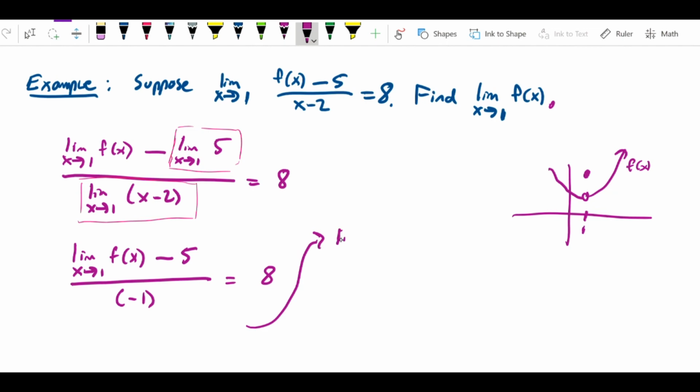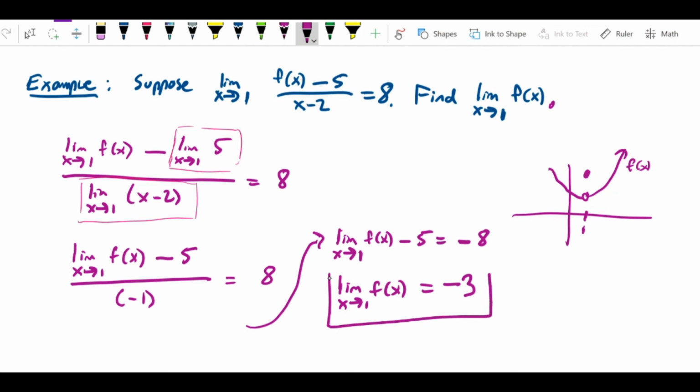So this gives us the limit as x approaches 1 of f of x minus 5 is equal to negative 8. I'm just multiplying both sides of the equation by negative 1. Now I'm just going to add 5 to both sides, and that gives us the limit as x approaches 1 of f of x equals negative 8 plus 5, which is negative 3. So that's the answer to that question.